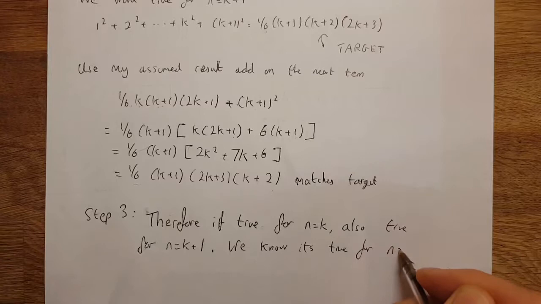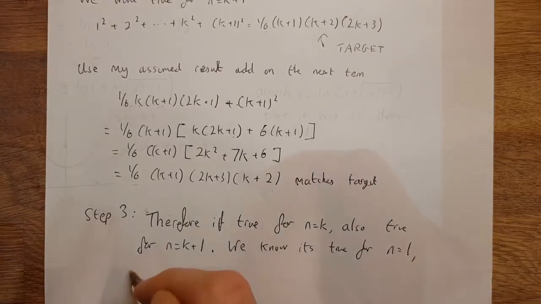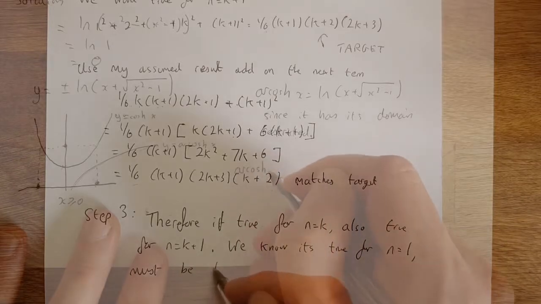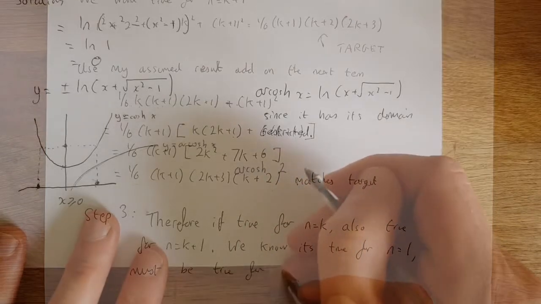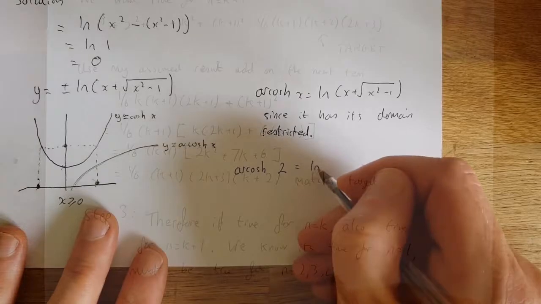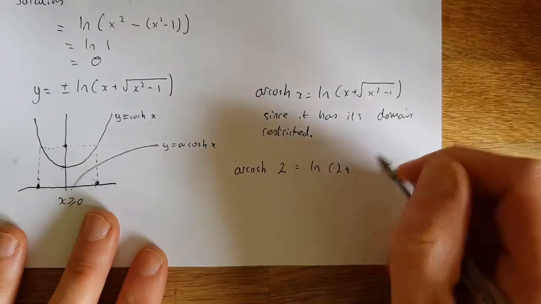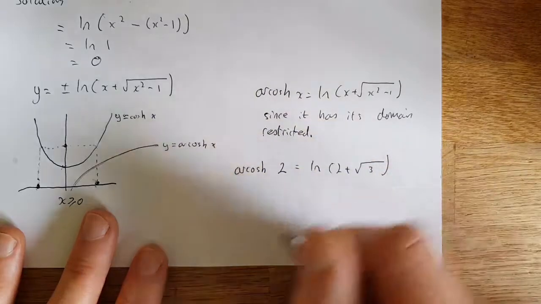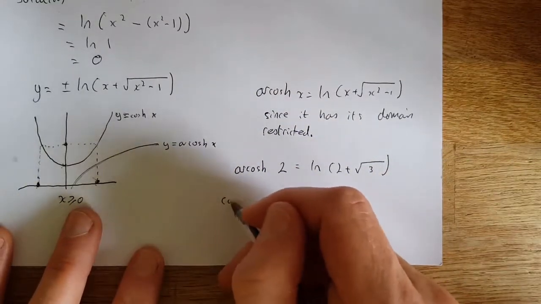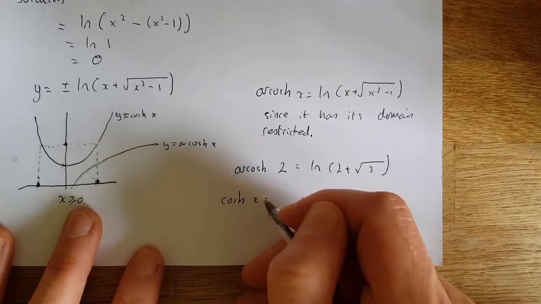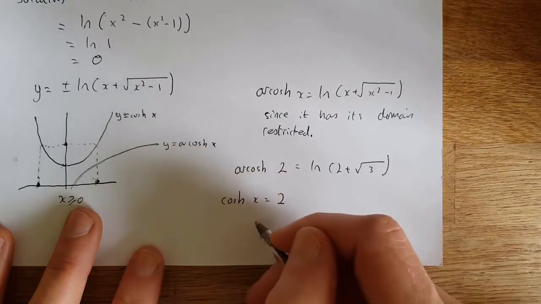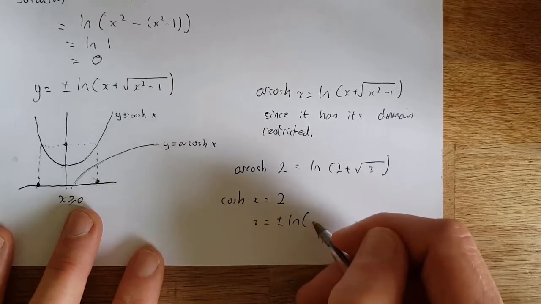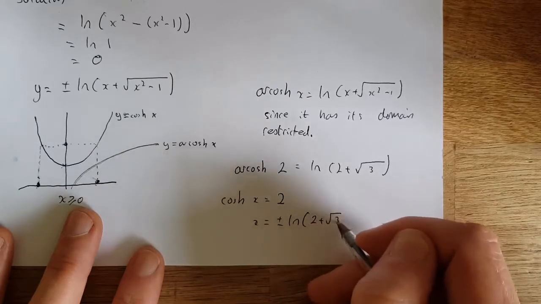So, therefore, relating to this, we've proved the original statement. However, if I was to actually solve the equation, then in that case I would have x equals plus or minus log of 2 plus the square root of 3.